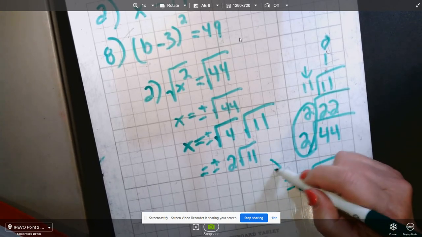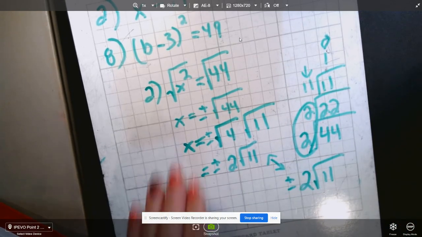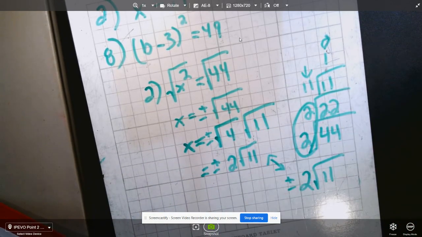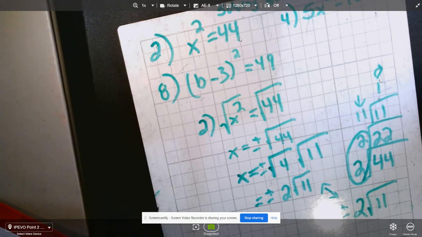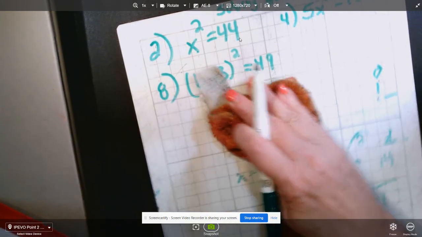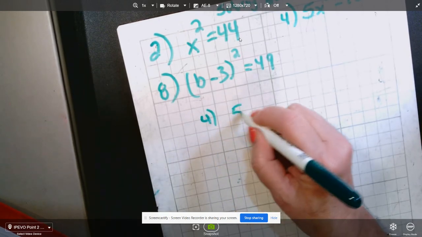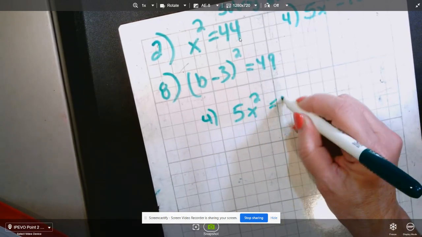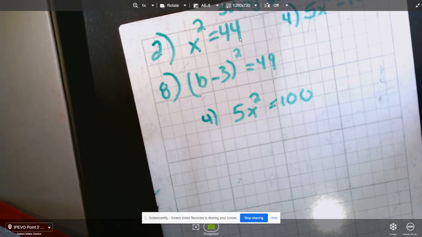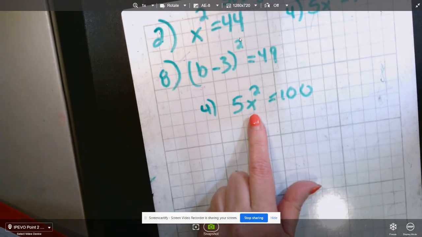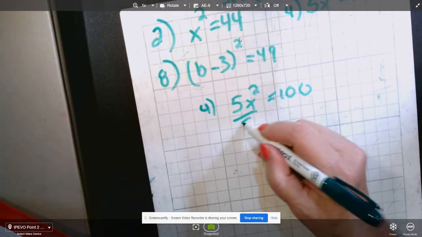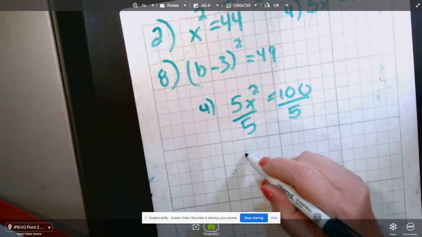So again, you can see that these two answers are the same, whether you prefer this way to simplify or this way to simplify. The next one I want to go over then is number 4. Number 4 says 5x squared equals 100. Before you can take the square root of both sides, you want to get that x squared term alone. So the first thing you're going to do is divide by 5.